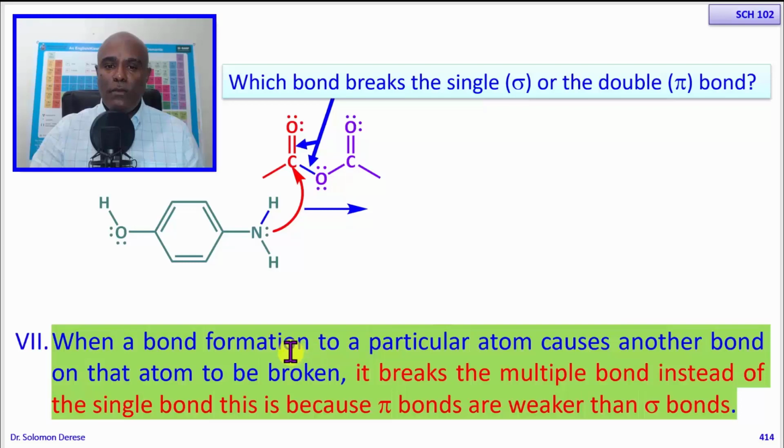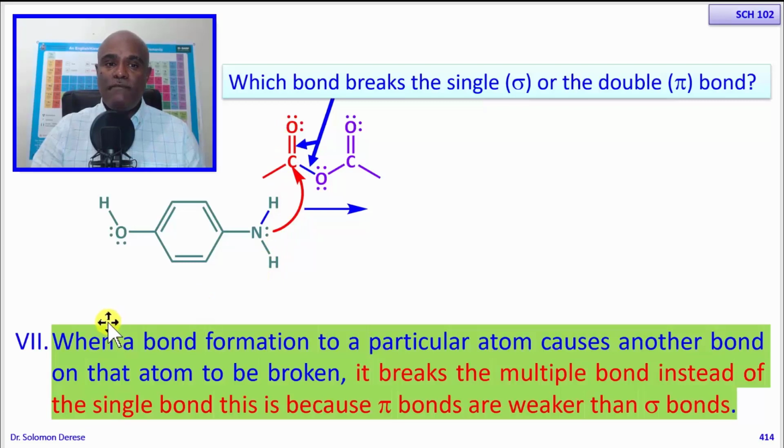So when a bond formation to a particular atom causes another bond on that atom to be broken, it breaks the multiple bond instead of the single bond. This is because pi bonds are weaker than sigma bonds. Here we have a multiple bond between this carbon and this oxygen, and a single bond between this carbon and this oxygen. Either bond could break, but the one that's going to break will be the weaker bond. So it is this bond that's going to break.